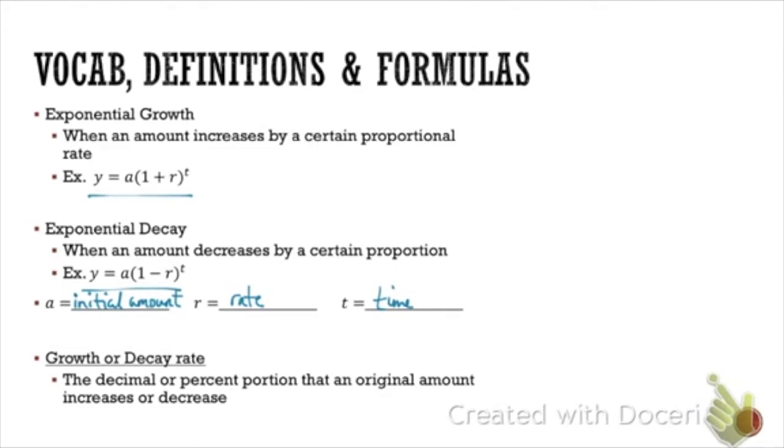Now when we talk about exponential growth or decay, there's always a growth or a decay rate. And so this is either the decimal or the percent portion that the original or the initial amount increases, grows, or decreases, decays.